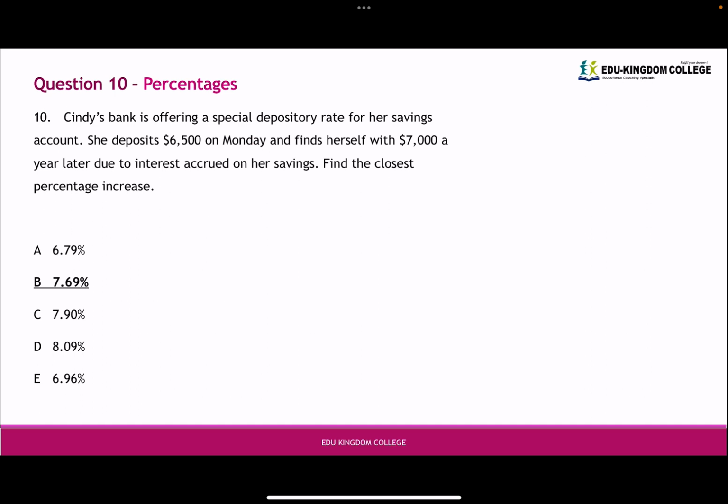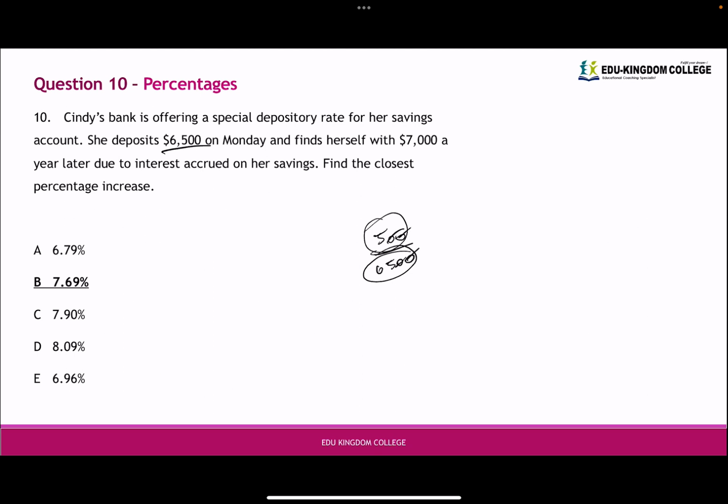Now, last question. Cindy's bank is offering a special deposit rate for a savings account. Deposit $6,500, finds herself with $7,000 a year later. Okay, so she's made $500 due to interest accrued on her savings. Find the closest percentage increase. So we need to find what 500 is as a fraction of 6,500. So how much we've made over how much we initially had.